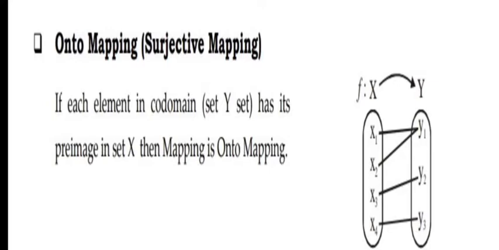y1 has two images in set X, y2 has one image, that is x3, y3 has one image, that is x4. But y1 has two images here, x1 and x2. Doesn't matter, right? Our condition is each element in the codomain has its pre-image, either it may be 1 or 2. There should be an image. It is nothing but your onto mapping.